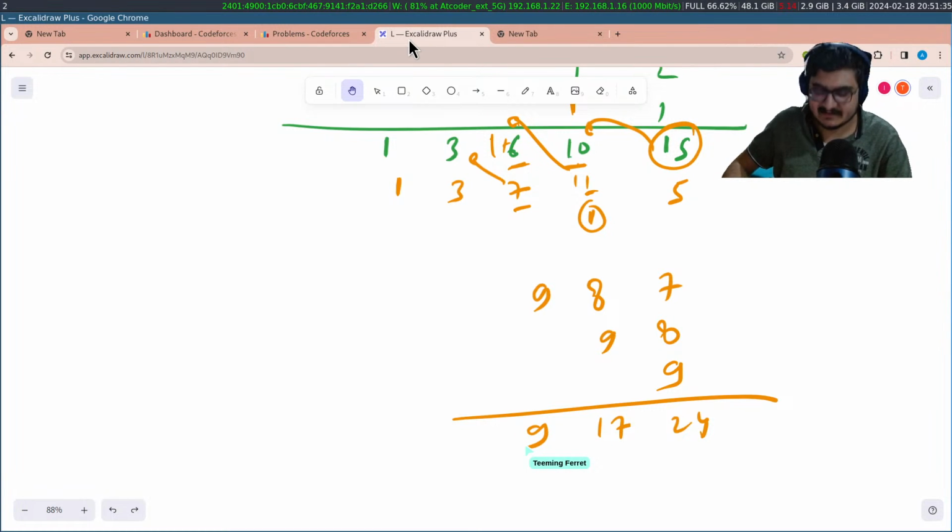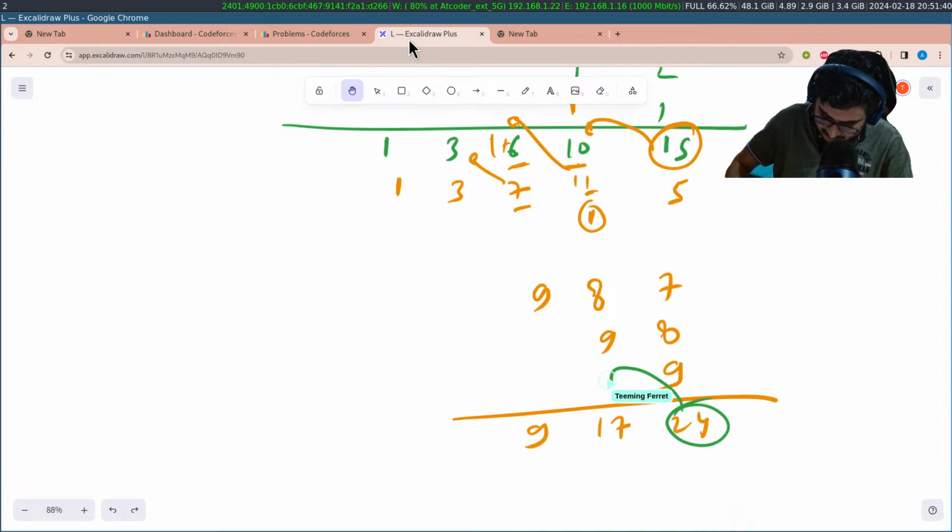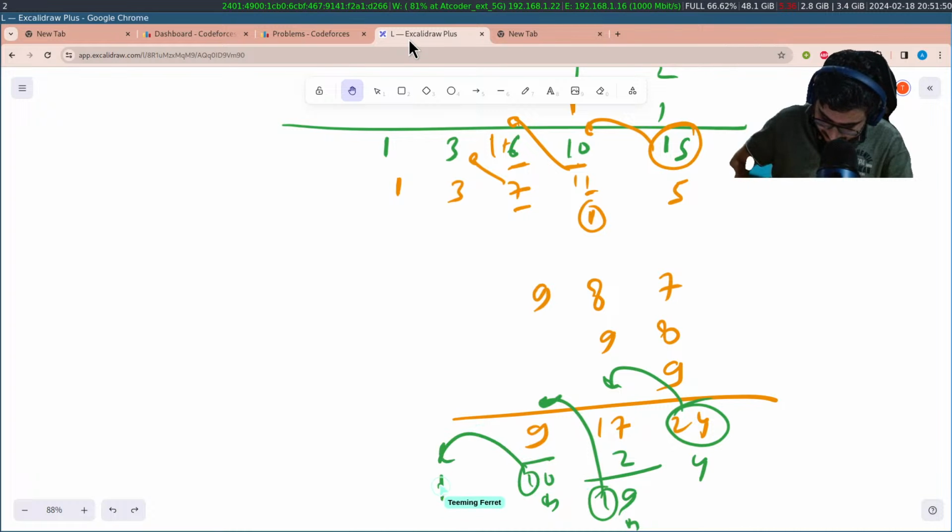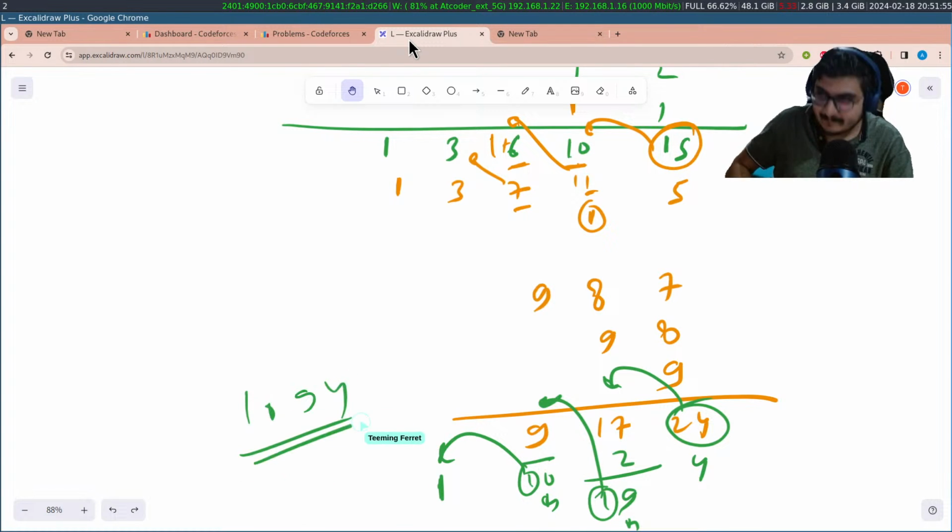Here you first maintain these digits and now you carry forward 2 from here. Keep 4 here, 2 here, 19. Now you keep 9 over here, carry forward 1 again. You have got 10, keep 0 and carry forward 1 again. So overall you will get 1094. This was essentially the idea for this problem.